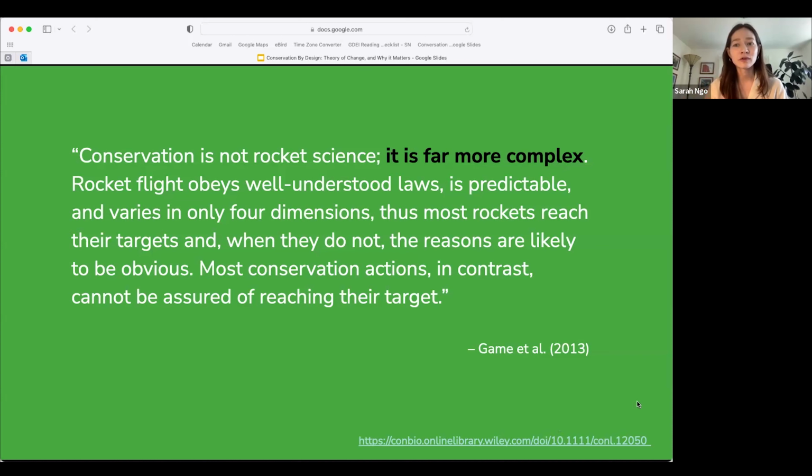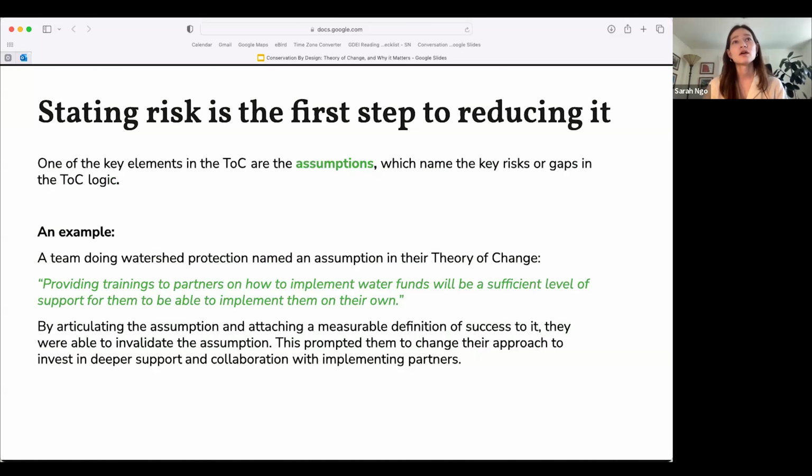And I think this is just a great way of explaining how important it is that in conservation we keep in mind that the work is not simple. We are trying to solve wicked problems, and theory of change, we believe, can be a huge ingredient to help us do that. So one way in which we think theories of change really help support teams is by helping teams state risk. And stating risk is the first step to reducing it.